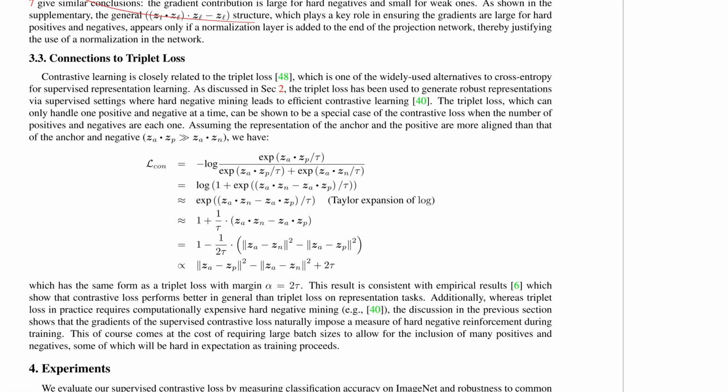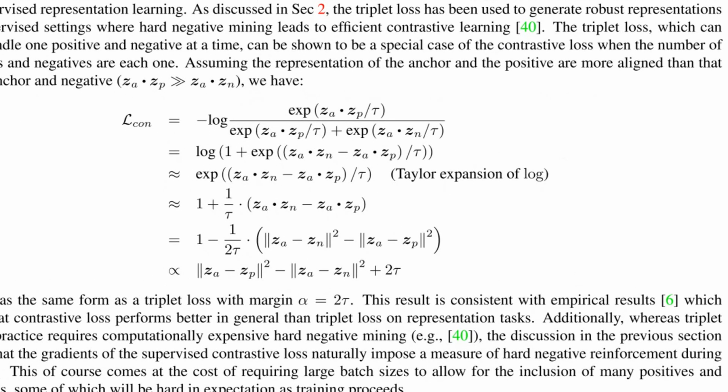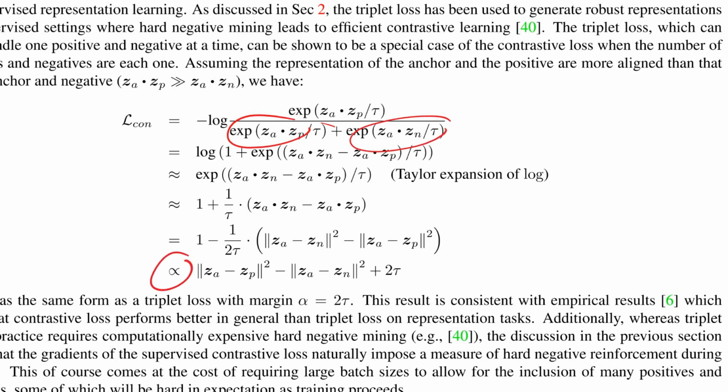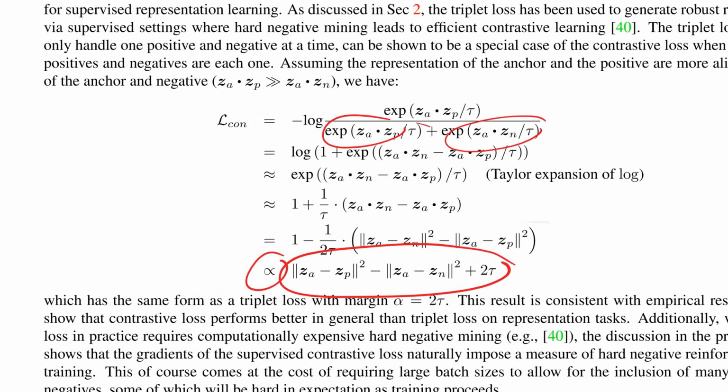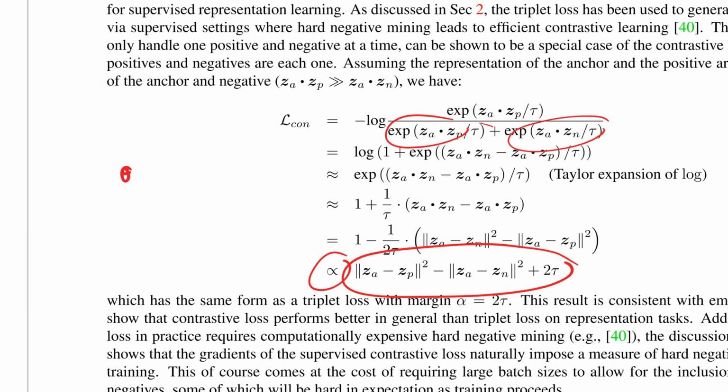They also connect this to the triplet loss, where they can show, after some approximation, that if their loss only has one positive and one negative sample, it is going to be proportional to the triplet loss. The triplet loss is basically where you have an image and you find one positive, I think that's going to be of the same class, and you find one negative of a different class, and you try to push those apart while pulling those together.